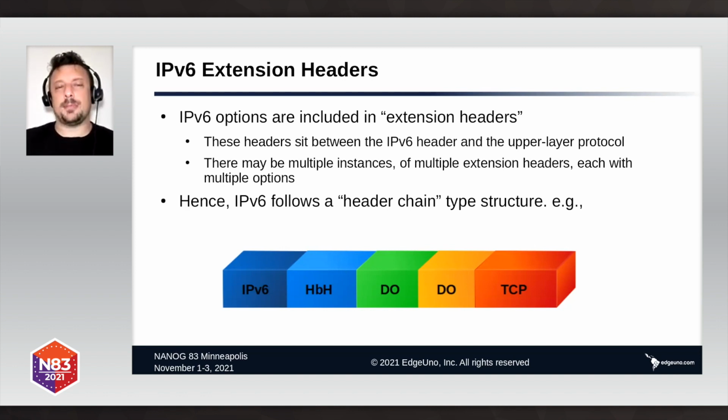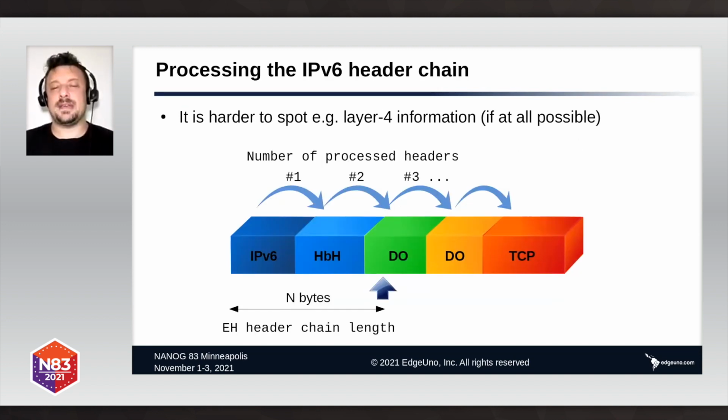Now, what's the basic problem with this structure? If for some reason you wanted to process layer 4 information, the only way to access that information is to process each of the headers one at a time, jumping from one header to the next, until you get to the upper layer protocol. There's nothing like a pointer to the upper layer protocol header that would allow you to skip all the options and jump right into the upper layer protocol.